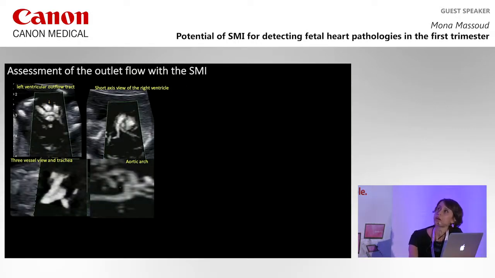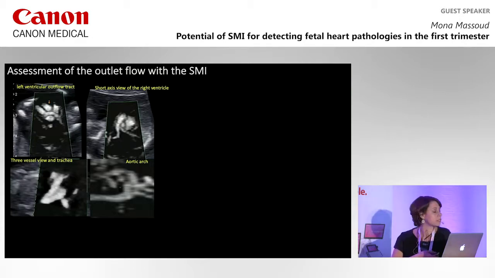The assessment of the outlet flow with the SMI, we can see, yes, the aorta and the ventricular septum very well, as in the second trimester, as Jader showed us just before. We can see the short axis view of the right ventricle at 12, 11, or 14 weeks of gestation. We can see the three vessels view, the two arches and the trachea, and the aortic arch.